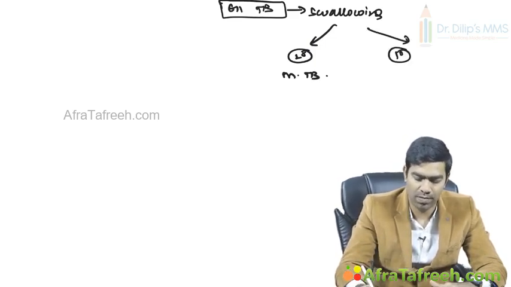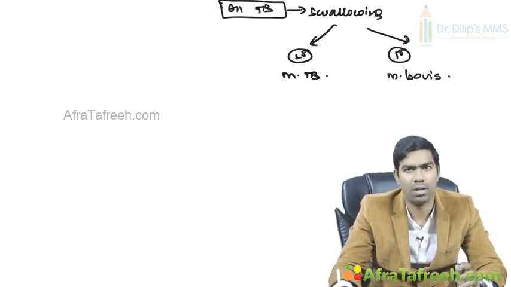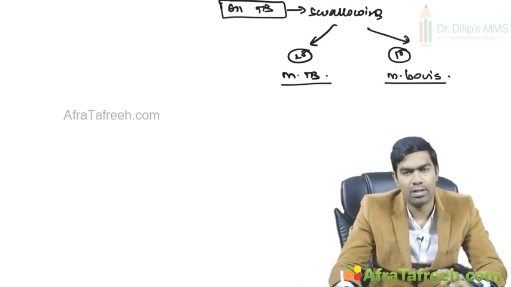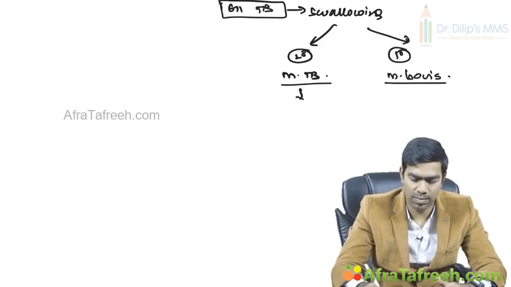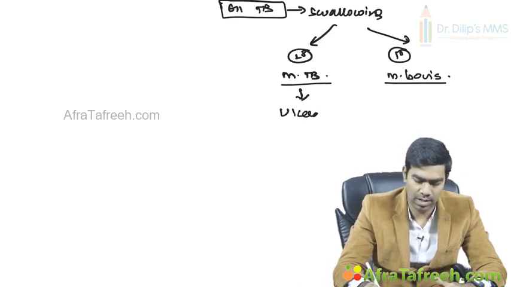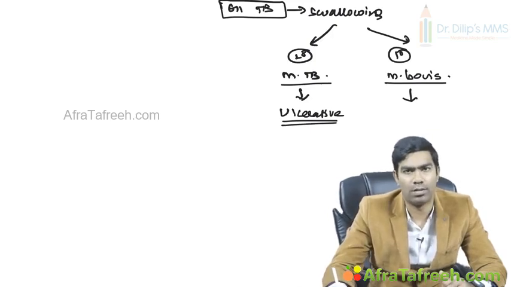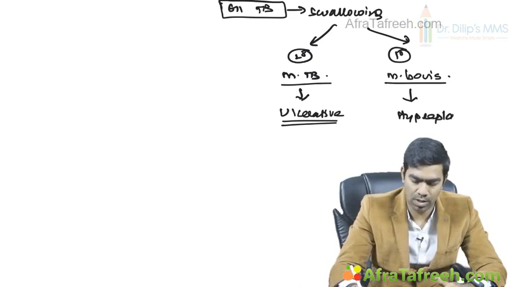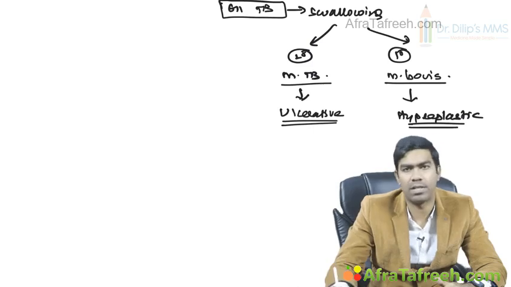Or it could be a primary infection by swallowing Mycobacterium bovis through unpasteurized milk. Clear? So these are the two mechanisms where you can get gastrointestinal tuberculosis. Remember, swallowing Mycobacterium tuberculosis causing GITB will very commonly result in the ulcerative form, whereas swallowing Mycobacterium bovis and the resultant gastrointestinal tuberculosis will be the hyperplastic form.